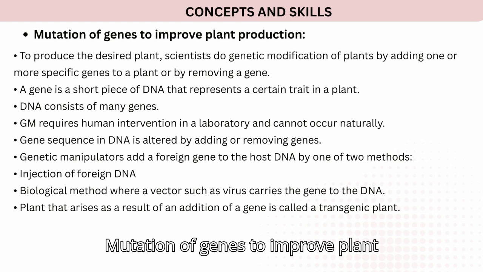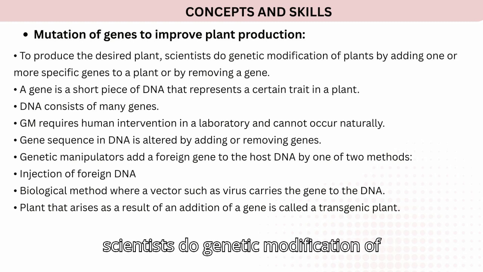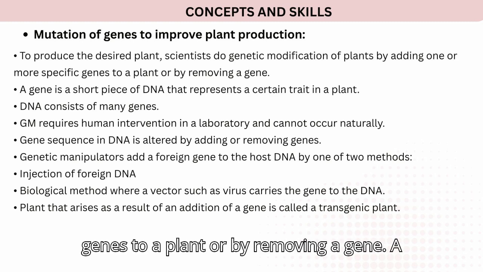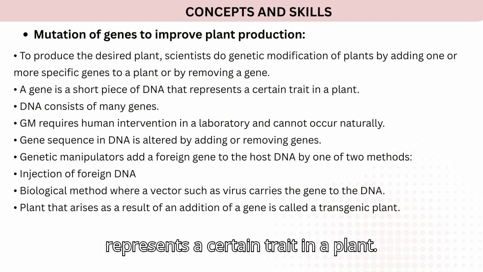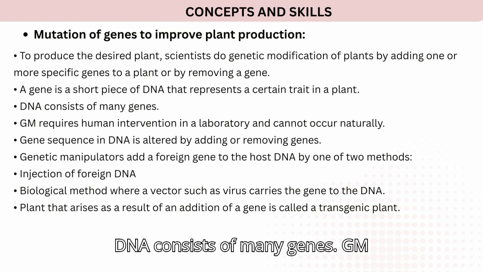Mutation of genes to improve plant production. To produce the desired plant, scientists do genetic modification of plants by adding one or more specific genes to a plant or by removing a gene. A gene is a short piece of DNA that represents a certain trait in a plant. DNA consists of many genes.